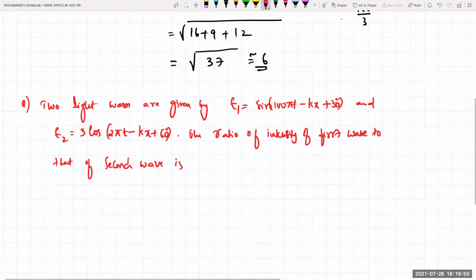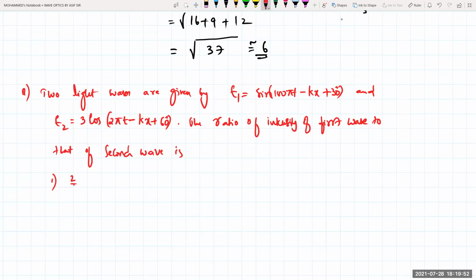Okay, so this is a question. First option is 2 by 3. Second option is 4 by 9. Third option is 1 by 9. And fourth option is 1 by 3. See how much I'm getting. Read the question carefully.